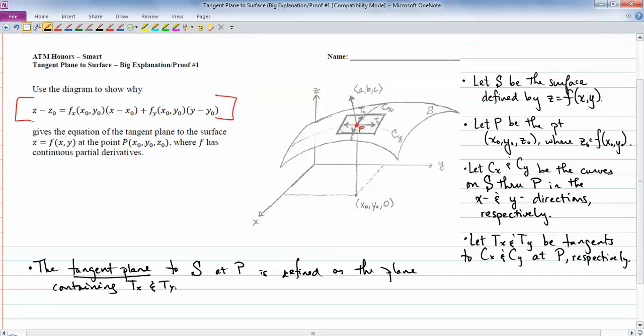And then ABC, the idea of ABC is that that vector right there is a normal vector to the plane. So let vector ABC be, and really it has to be just any vector normal to the tangent plane.